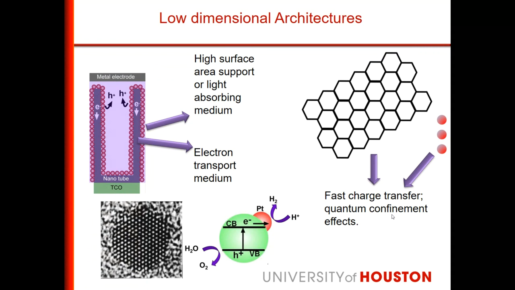But if you reduce the size to a quantum dot or a nanoparticle, similar to this, the charges can immediately get transferred to the surface, because the surface is not far from where they are generated. They can move to the surface, and the electrons can reduce the water, and the holes can oxidize the water. So that is how hydrogen and oxygen are generated. This is one of the unique properties of nanoparticles or nanomaterials.